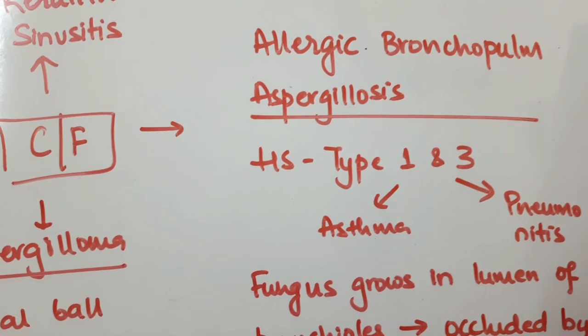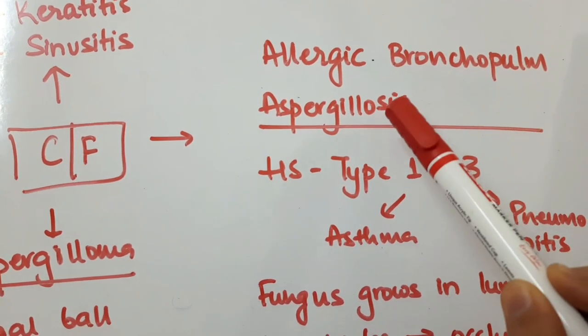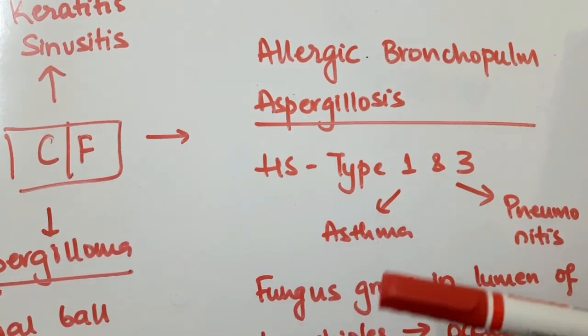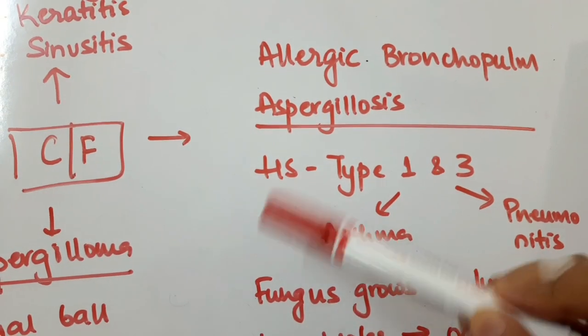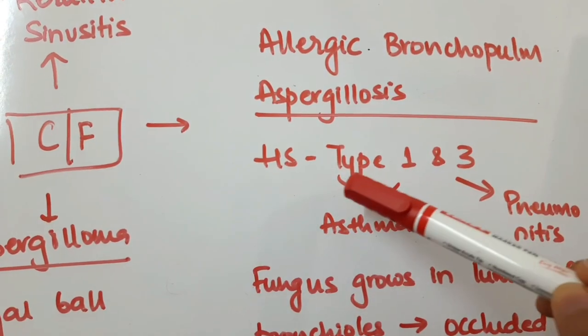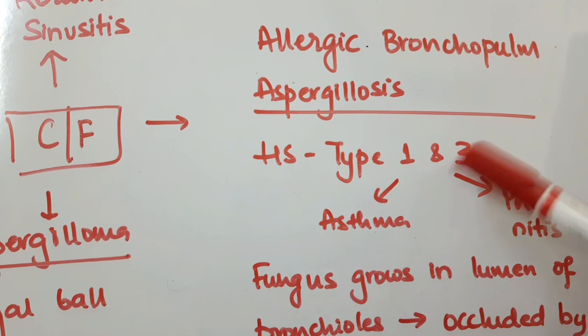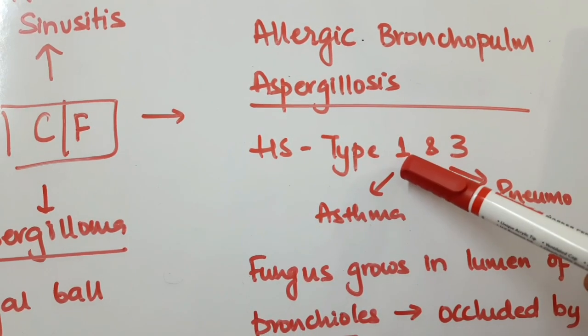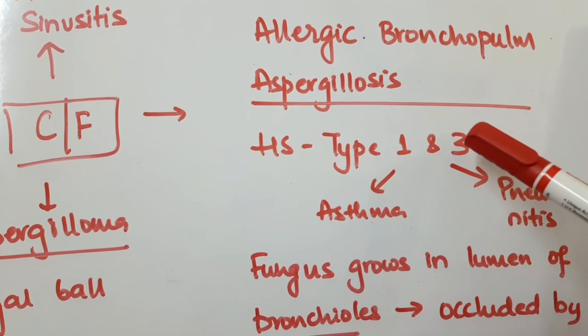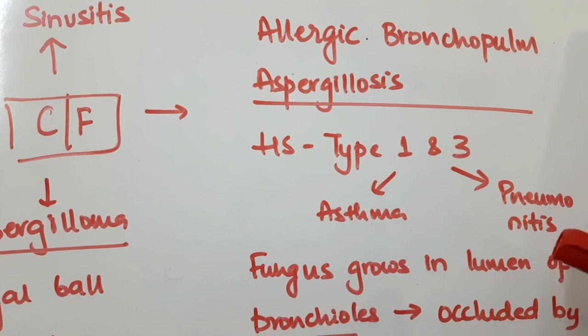The second form of infection is allergic bronchopulmonary aspergillosis or ABPA. It is a hypersensitivity allergic reaction, specifically a type 1 and type 3 sort of reaction. And in type 1, we see asthma. In type 3, we see pneumonitis.